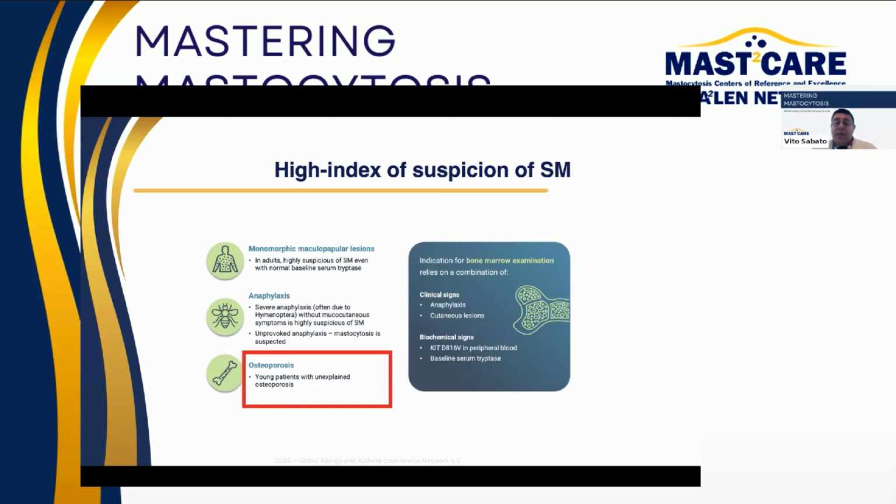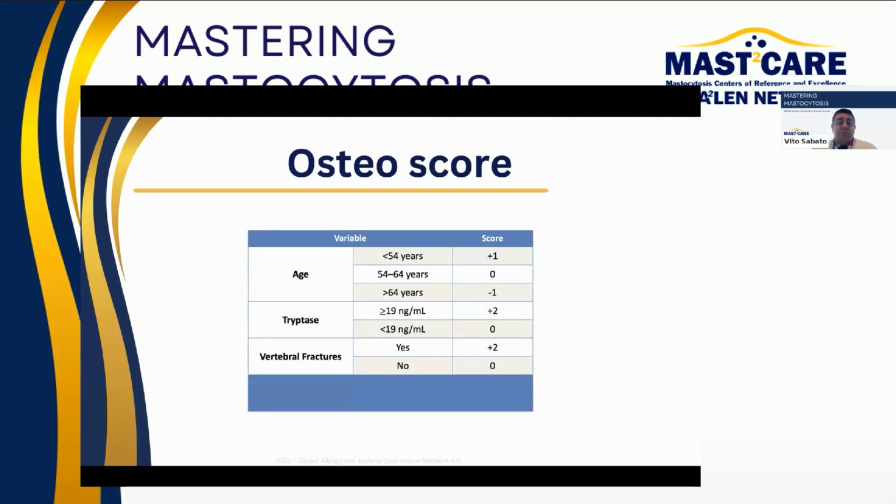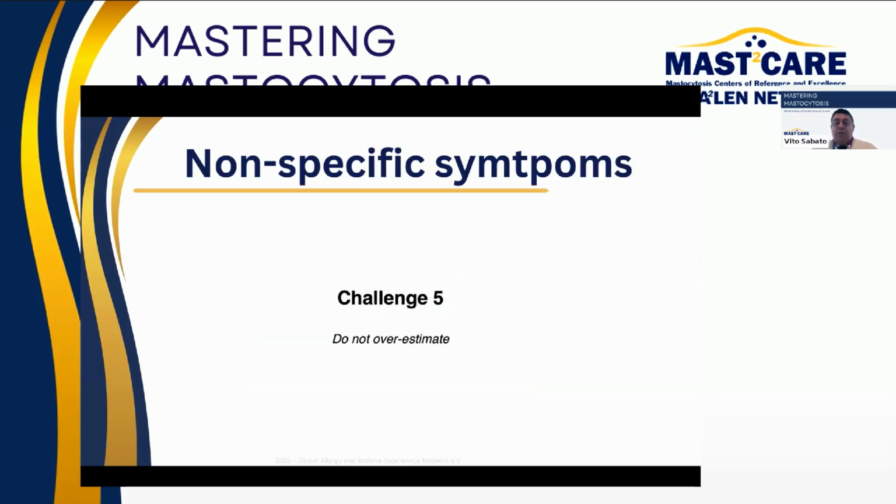In osteoporosis, again, you should not expect young patients, especially young males, to have osteoporosis. If they have, you should include, among the other diseases such as, for example, celiac disease, mastocytosis in the differential diagnosis. There have been some scores. This is the osteo score that has been recently introduced by the Verona group, but basically suspect mastocytosis if you have a young male or female, especially a young male, with osteoporosis.